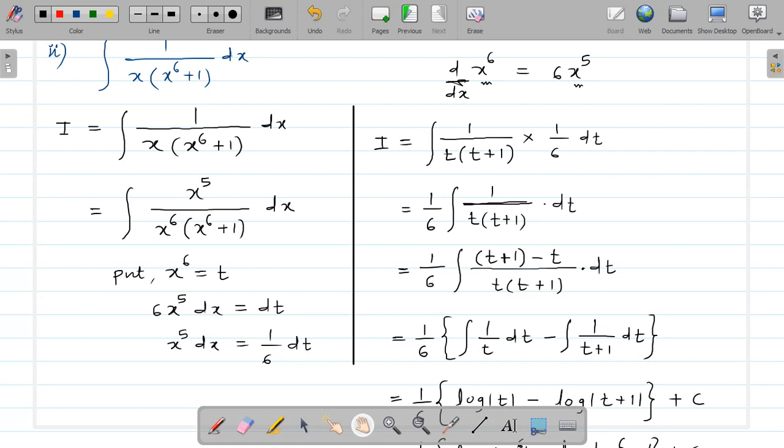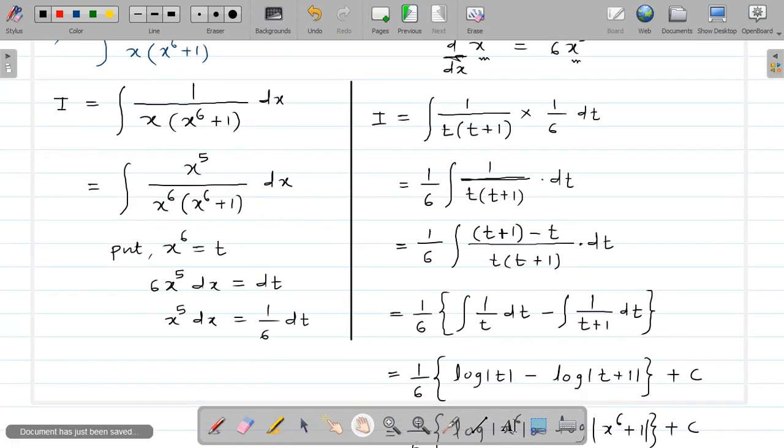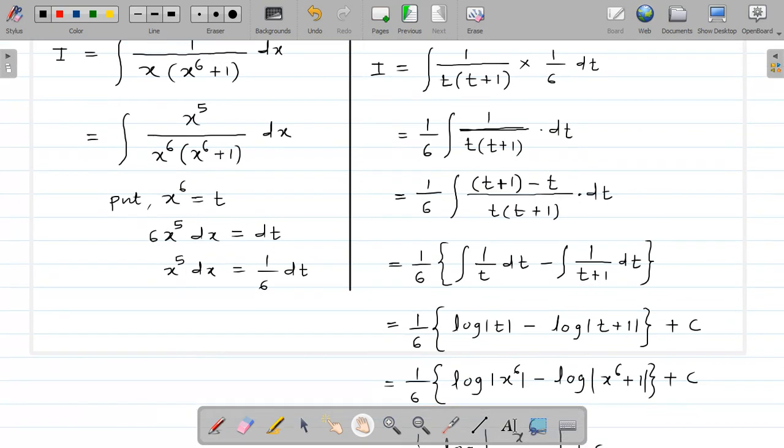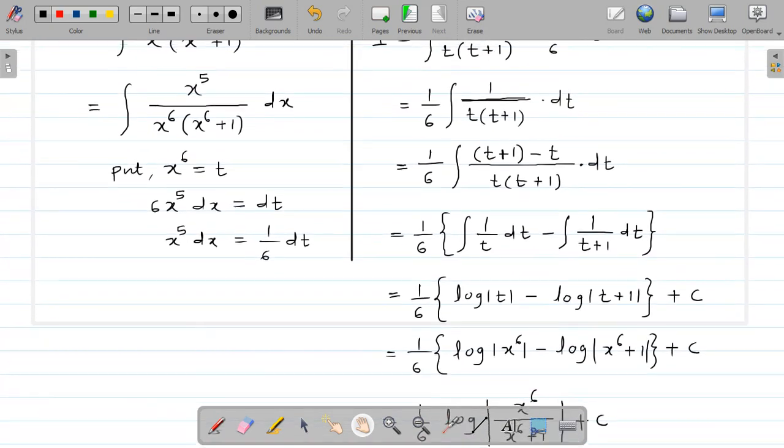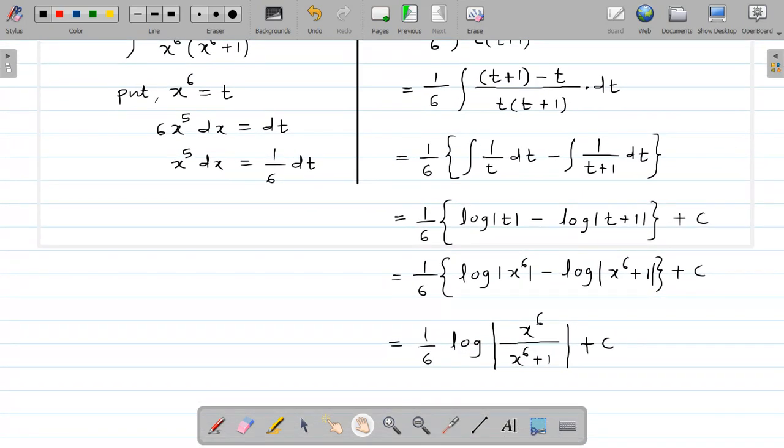Now the denominator contains two linear factors in product form, so t into t plus 1. So for that, if you express the numerator in terms of denominator, then by taking the separate denominator it is very convenient to integrate, and by that procedure we evaluate the integration to get the answer, that is 1 upon 6 into log of modulus of x raised to 6 upon x raised to 6 plus 1 plus constant.